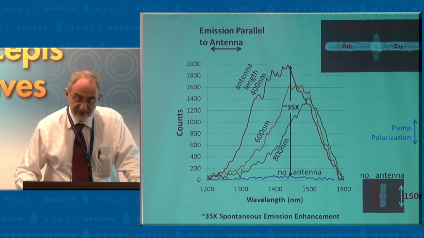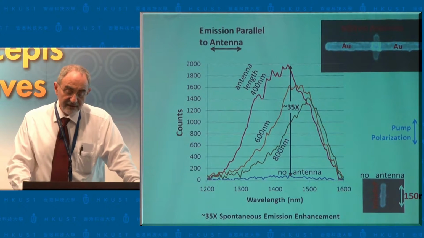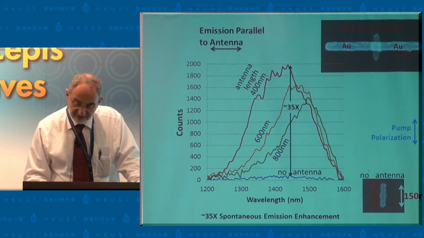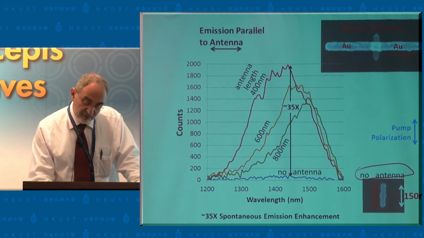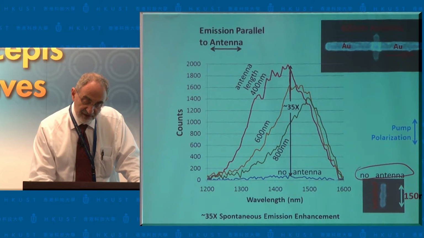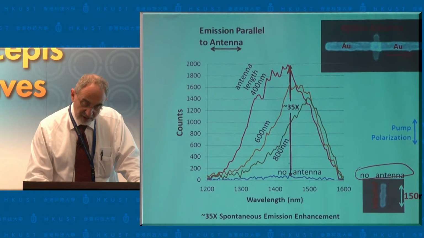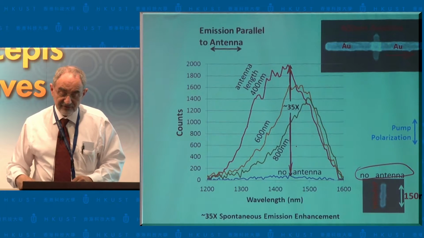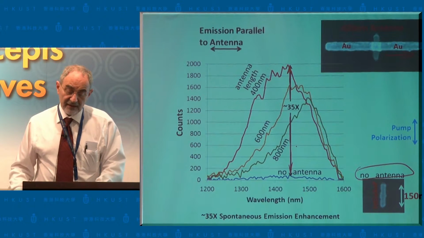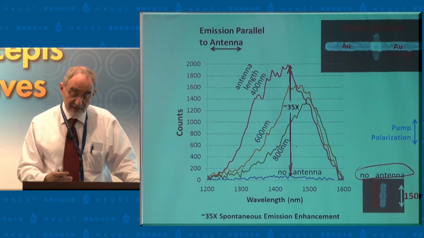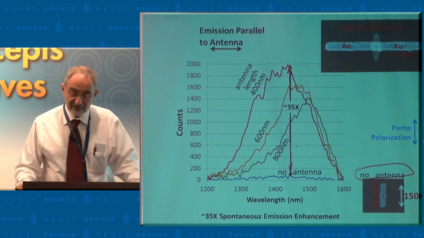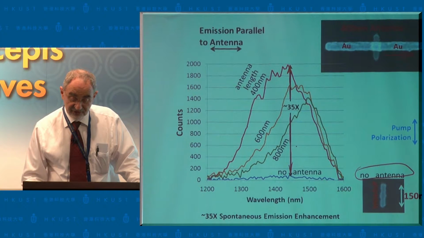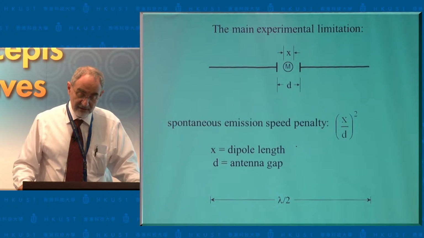So let me show you our best results. This is the emission parallel to the antenna. So emission in this direction compared to having no antenna. And we have observed 35 times spontaneous emission enhancement. So this is quite good. I should mention that I believe this is the highest that's ever been seen in a semiconductor, although with molecules and antennas, people have seen a little bit higher. The claim is up to 60 or 70 times spontaneous emission enhancement. So this is very gratifying. However, it doesn't get up to 200 that we're hoping for.